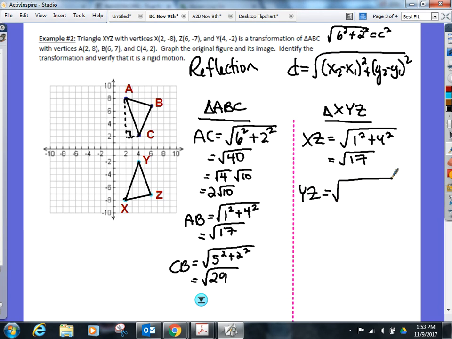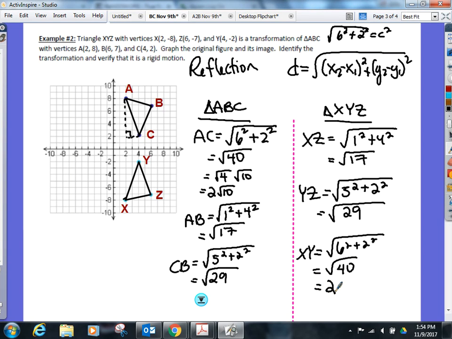All right. YZ. What are we looking for? YZ. Up and over. Up 5, over 2. I hope so. And we end up with square root of 29. We're getting there. Our last side, which is XY. Up and over 6 and 2. So that ends up being our square root of 40, which was 2 radical 10.